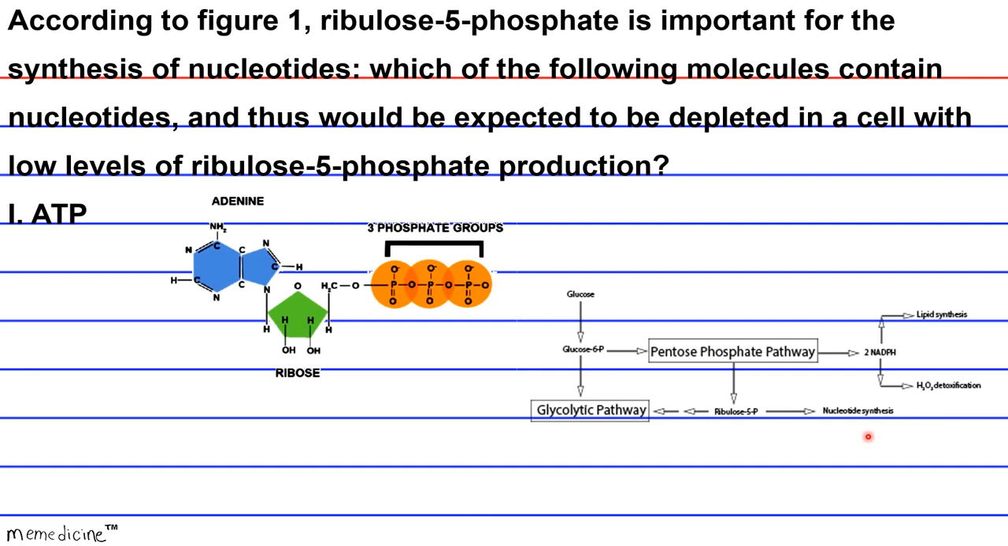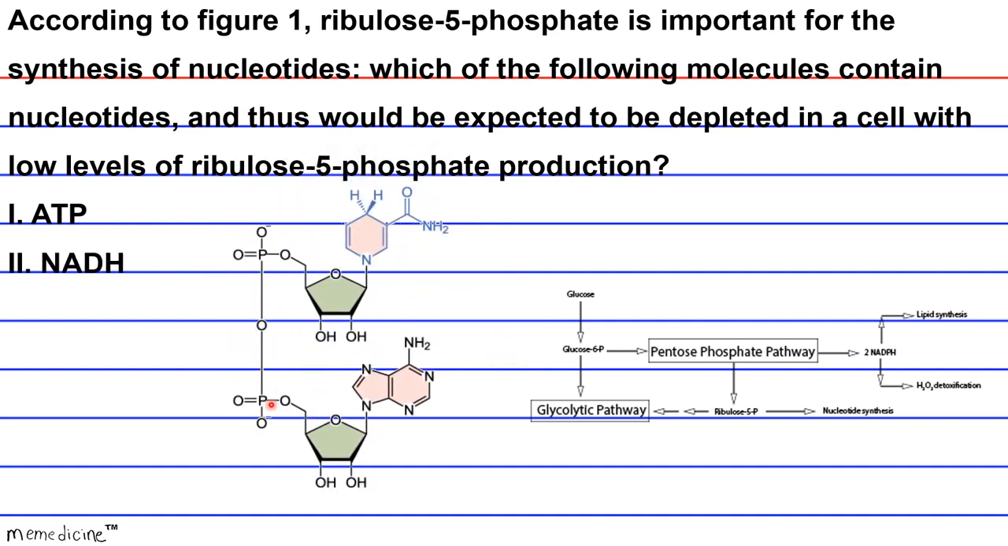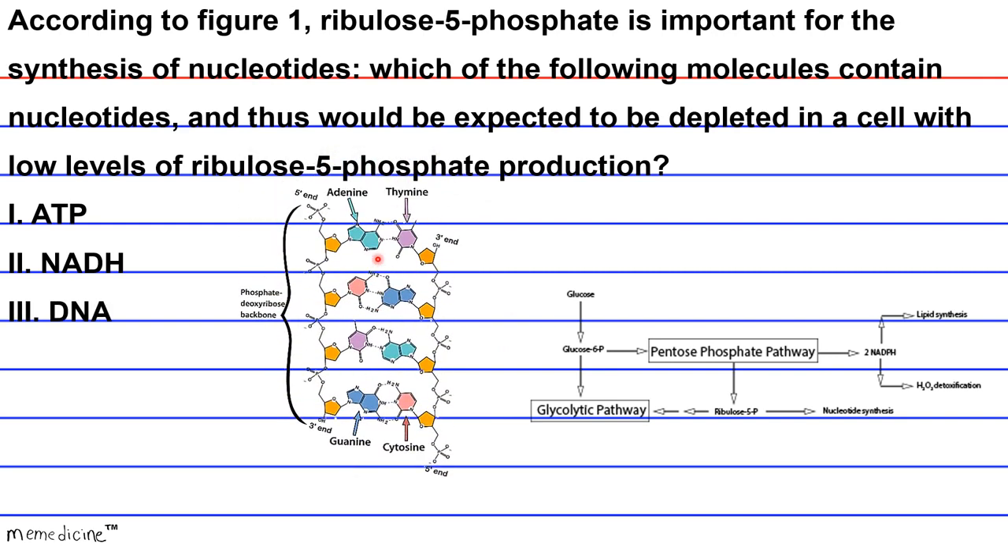Would it be 1, ATP, which is short for adenosine triphosphate? Would it be 2, NADH, which stands for nicotinamide adenine dinucleotide? One nucleotide here, one nucleotide there. Or would it be 3, DNA, which is short for deoxyribonucleic acid? I think I pretty much gave away the answers.